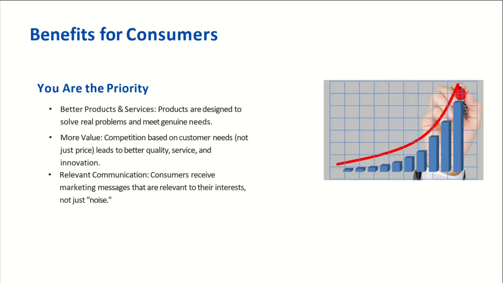Benefits for consumers. You are the priority. This concept benefits the consumer just as much. In this model, you are the priority. Better products and services. Companies design products to solve your real problems, not just to clear their inventory. More value. Because companies are competing to meet your needs rather than just competing on price, you get better quality, service, and innovation. Relevant communication. You stop hearing noise and start receiving messages that are actually relevant to your interests. Now we move on to the next slide.